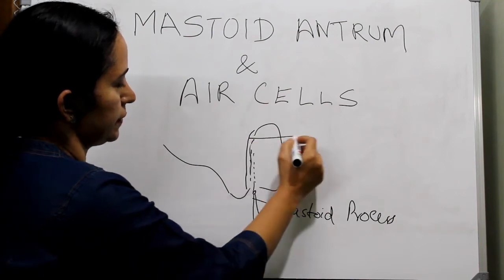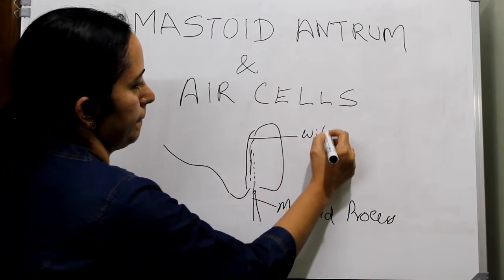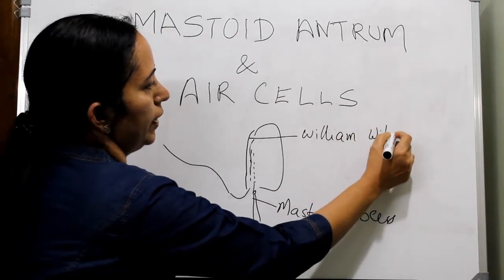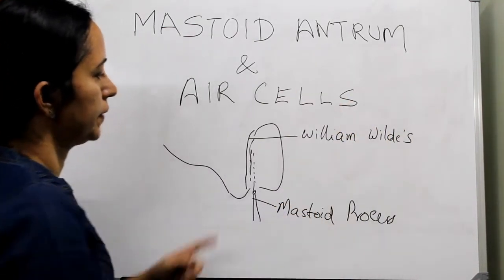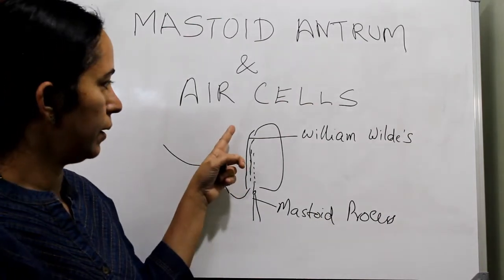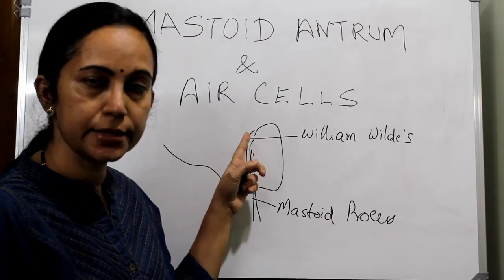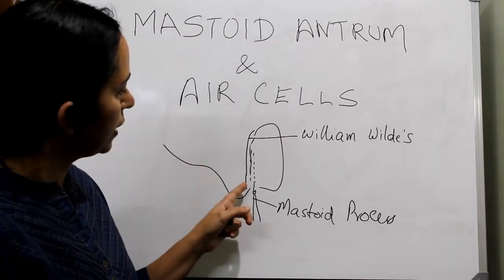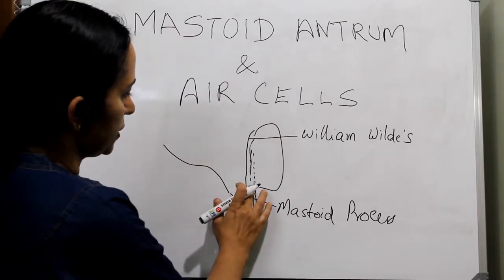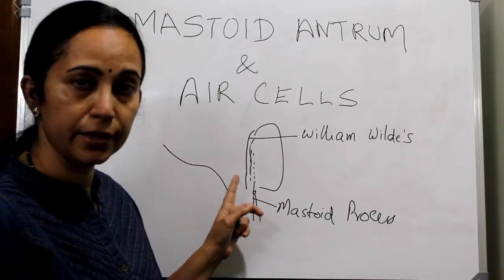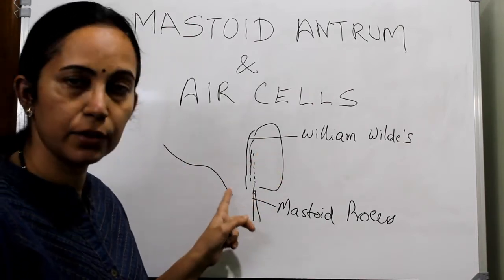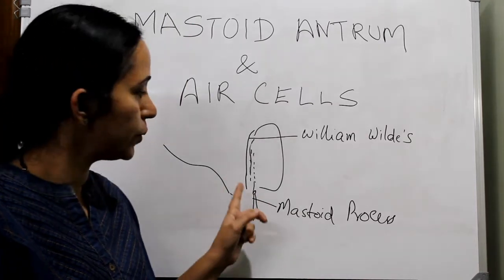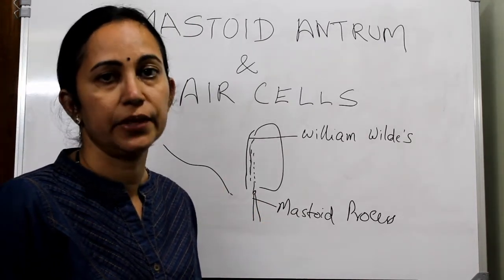William Wilde's incision. Postaural incision we put from the highest attachment of the pinna up to the mastoid process. And if there is no mastoid process in an infant, if you put a usual postaural incision, there is a chance that you may injure the facial nerve.